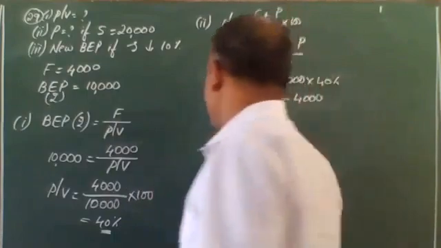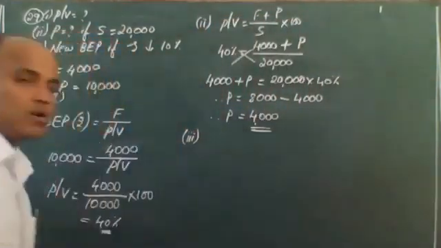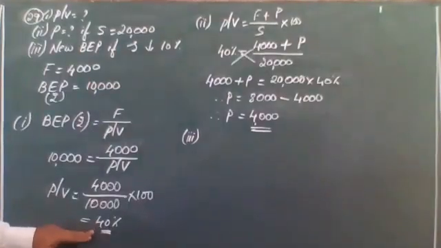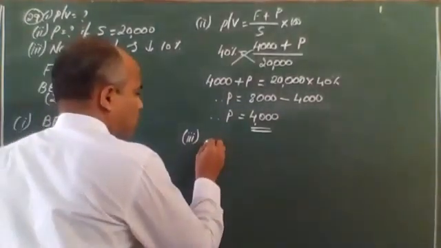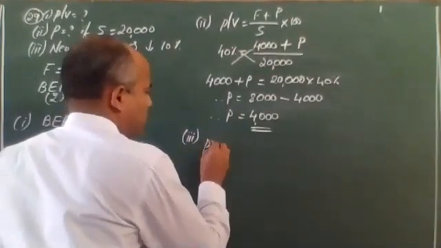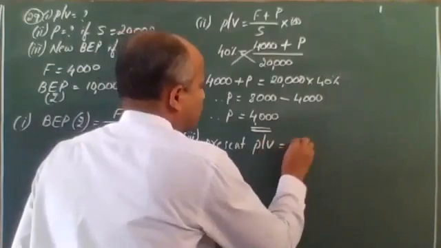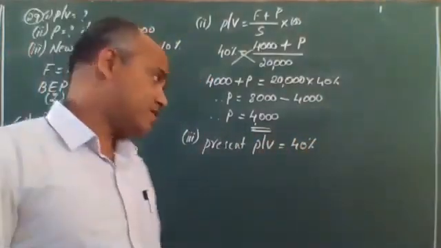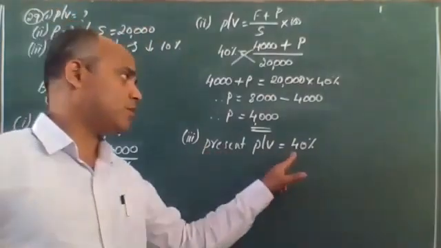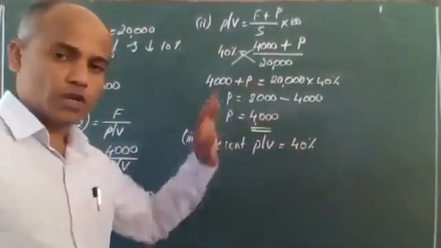So guys, let us see this third bit. What is the existing PV ratio? 40%. So the present PV ratio is 40%. I want all of you to concentrate this. Once again, I have told you in the earlier problem, but again I am talking about it. Present PV ratio is 40%.